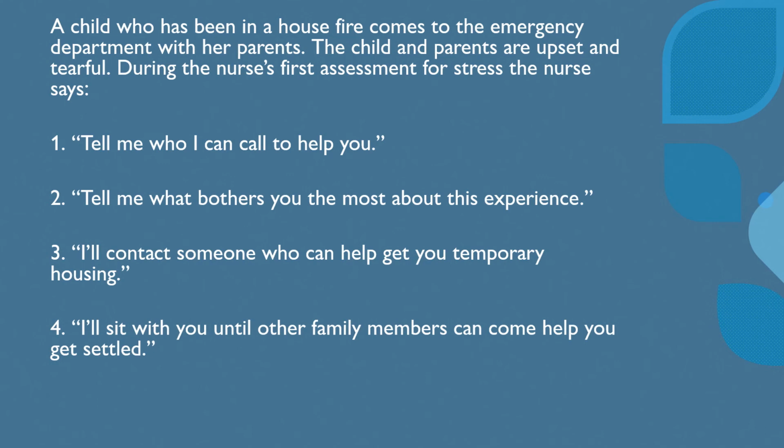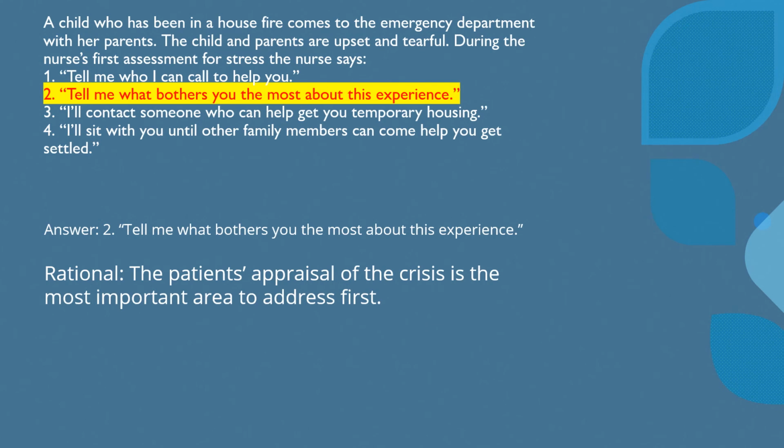A child who has been in a house fire comes to the emergency department with her parents. The child and parents are upset and tearful. During the nurse's first assessment for stress, the nurse says 1. Tell me who I can call to help you. 2. Tell me what bothers you the most about this experience. 3. I'll contact someone who can help get you temporary housing. 4. I'll sit with you until other family members can come help you get settled. Answer 2. Tell me what bothers you the most about this experience. Rationale: The patient's appraisal of the crisis is the most important area to address first.